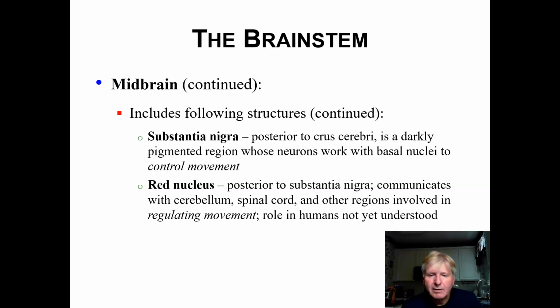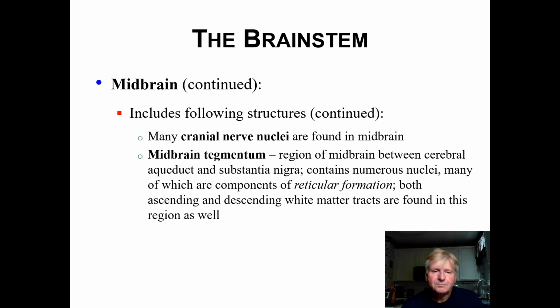The red nuclei are posterior to the substantia nigra. These communicate with the cerebellum, the spinal cord, and other regions. They're thought to be involved in regulating movement and posture, especially the postural control muscles. Also, you have many cranial nerve nuclei found in the midbrain. The midbrain tegmentum is a region of the midbrain between the cerebral aqueduct and the substantia nigra. They also contain numerous nuclei. Many are components of the reticular formation, as well as ascending and descending white matter tracts.